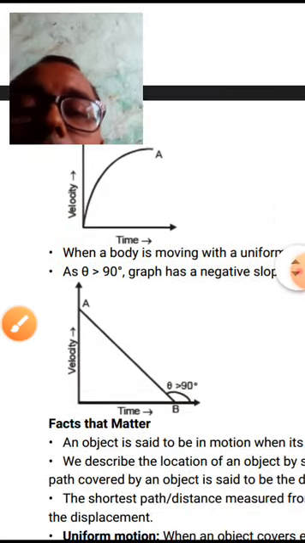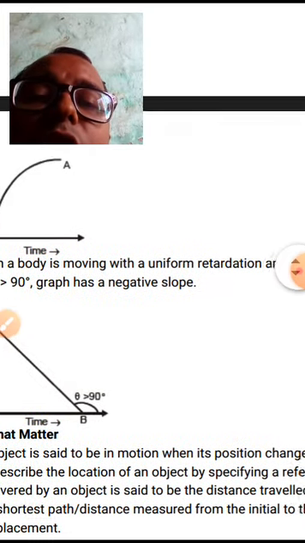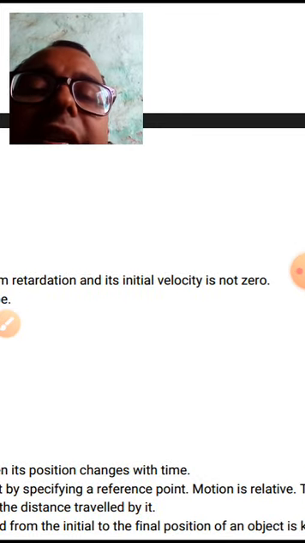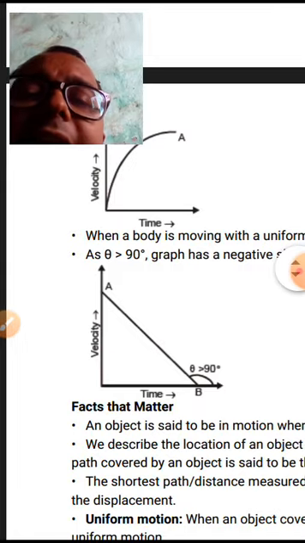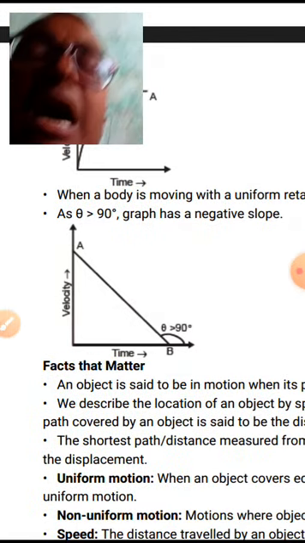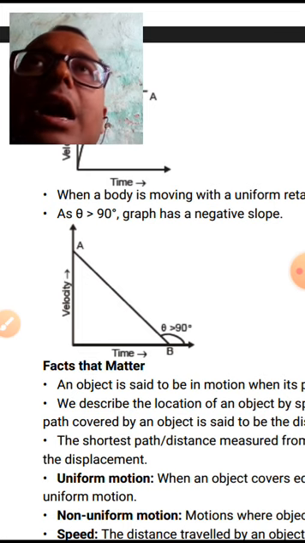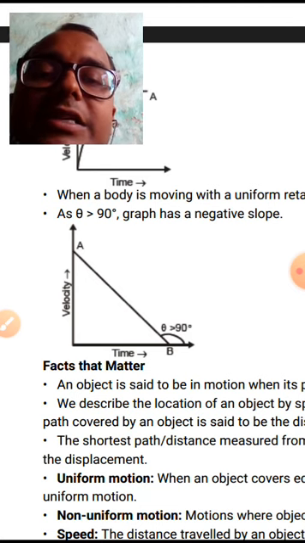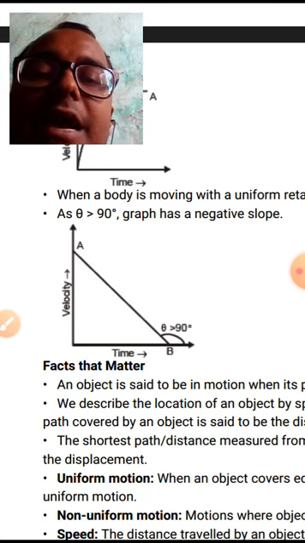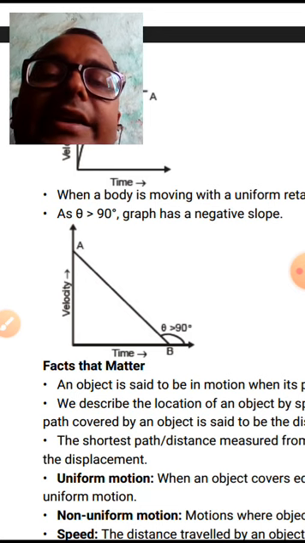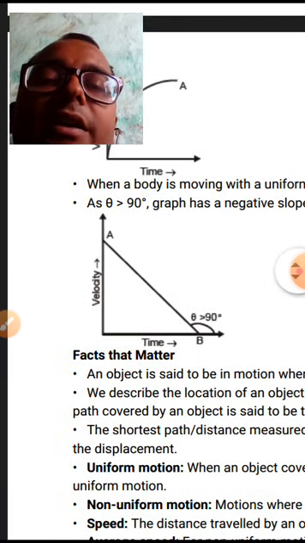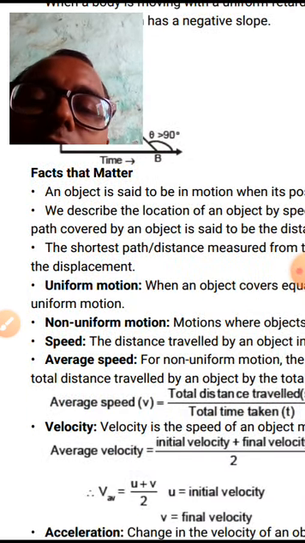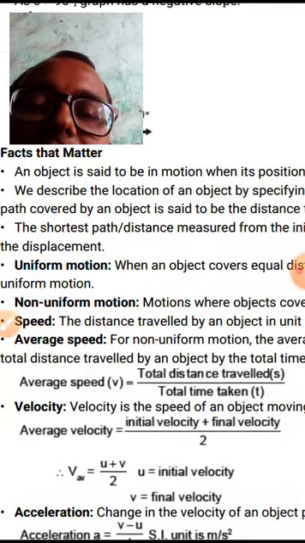Now here a body is moving with a uniform retardation and its initial velocity is not 0. Why? Because in the case of retardation the initial velocity is high and the final velocity is low, and the change is negative. If the change is negative, this is called retardation. This graph is showing the velocity time graph. The angle is greater than 90 degrees, so the slope is negative. Now a few definitions we have already discussed at the beginning of this class.